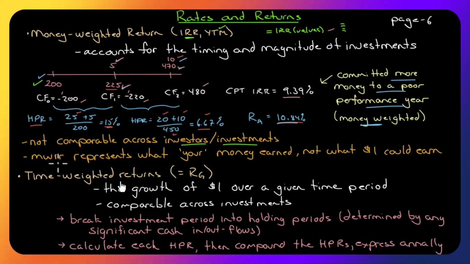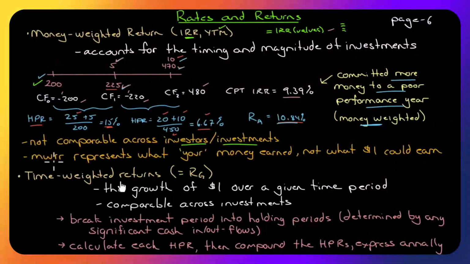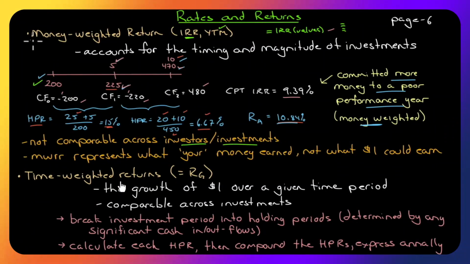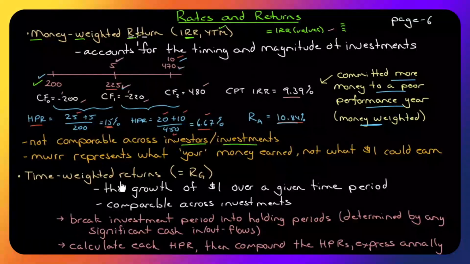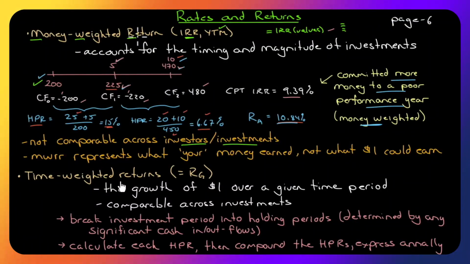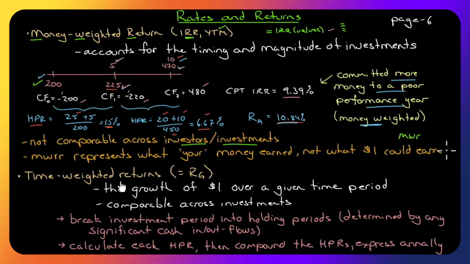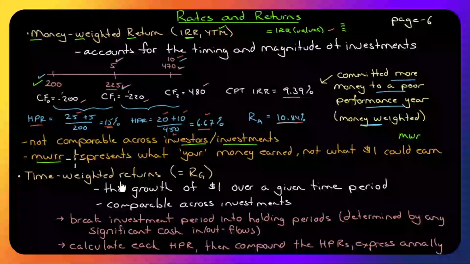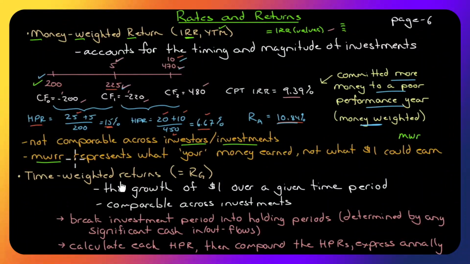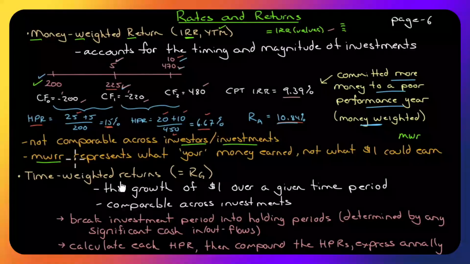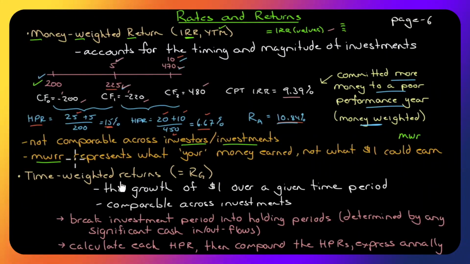The money weighted rate of return, and I put MWRR. Over here we call it a money weighted return. You may see this referred to as MWR in a short form, or you may see it as MWRR. It really depends on the author that wrote the reading and the notation they like to use. MWR is money weighted return. MWRR is money weighted rate of return. It's the same thing. It just depends on what you like.